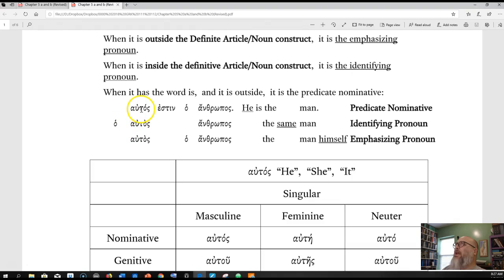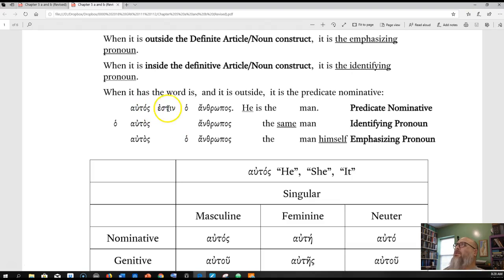If you put autos between the definite article and the noun, then autos becomes the identifying pronoun, the same man. And if autos is outside the definite article, it becomes the emphasizing pronoun, the man himself. So for Greeks, they probably included all of those ideas in the word autos. For us, it's a little different.